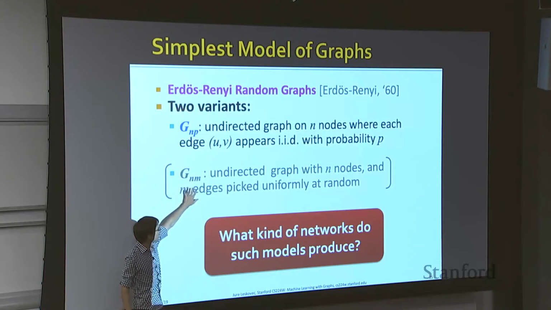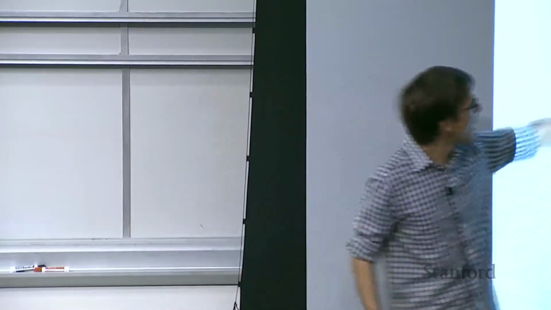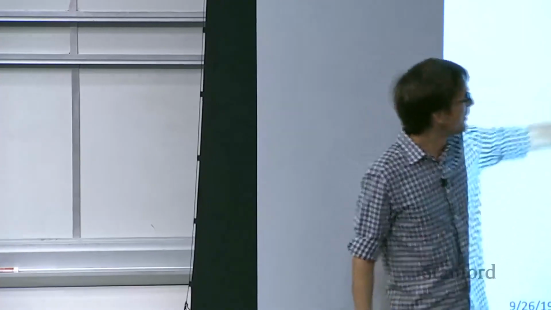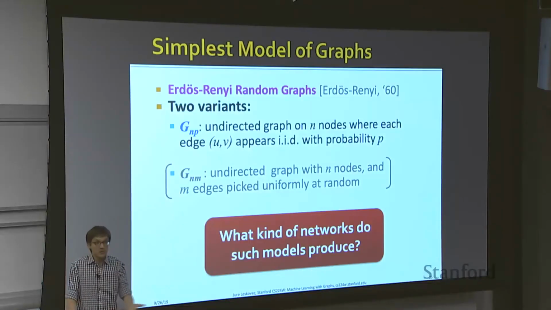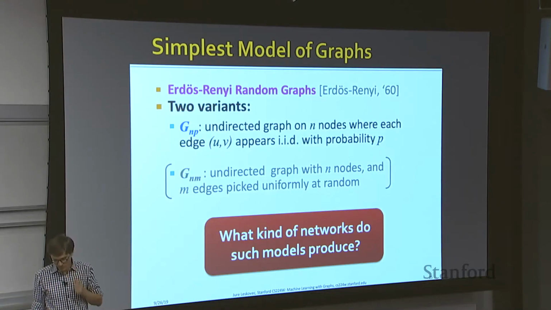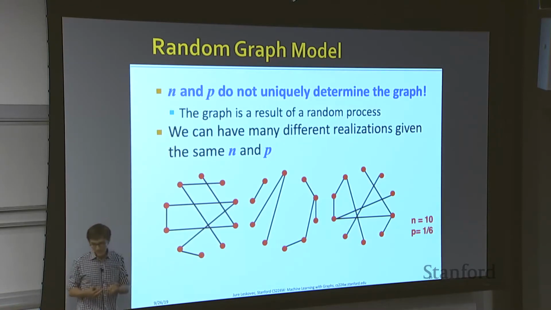Another very similar definition is G(n,m), where n is the number of nodes, but m is the number of edges. So in the first model, the number of edges is a probabilistic event, while here the total number of edges is exactly m, which I place uniformly at random among all pairs of nodes. And the question is, what kind of networks does this simplest possible model produce? What is important to know is that for G(n,p), as well as G(n,m), the network is not uniquely determined, but is the result of a random process.